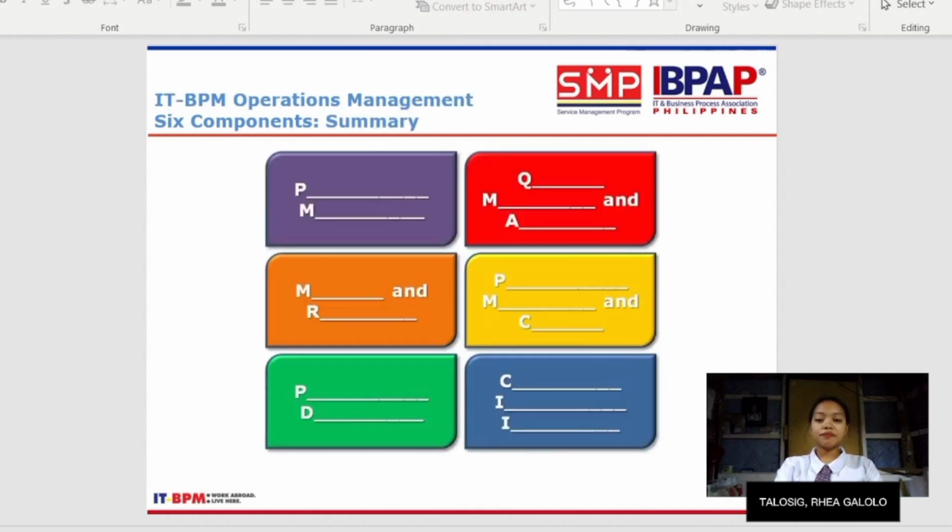For the summary, let's try to answer this. PM, performance management. QMA, quality monitoring and analyzing. MR is metrics and reporting. PMC is productivity monitoring and control. PD is professional development. CII is continuous improvement initiative.